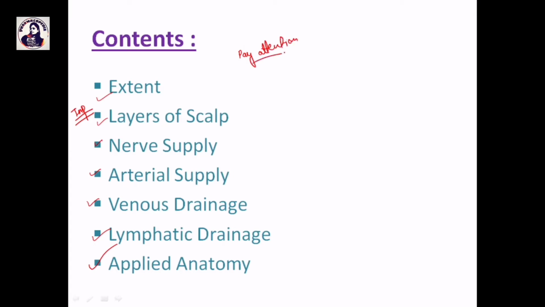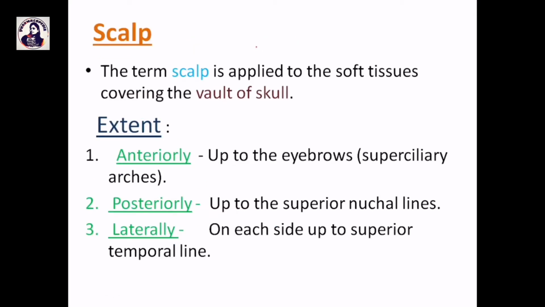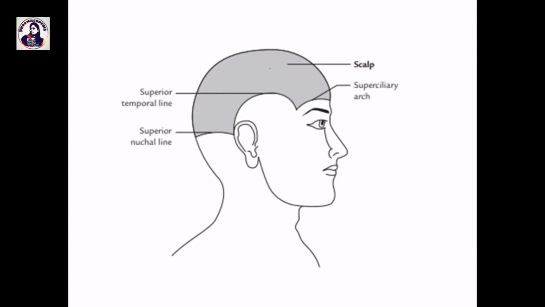Yes, dear students, moving ahead towards the topic. So, what is scalp? Scalp क्या है? So, scalp is basically the soft tissues that cover the vault of the skull. Skull की vault को जो भी soft tissues cover up करती हैं, that is known as the scalp. Now, talking about the extent. Anteriorly, the scalp is formed by the eyebrows or the superciliary arch. Posteriorly, it is formed by the superior nuchal lines, and laterally, it is formed by the superior temporal lines. So, this comprises the extent of the scalp.